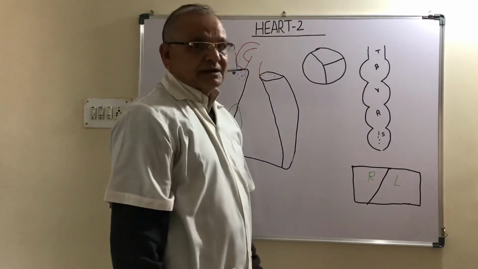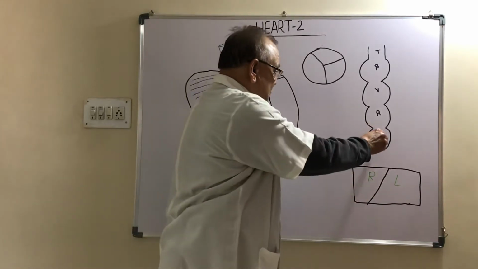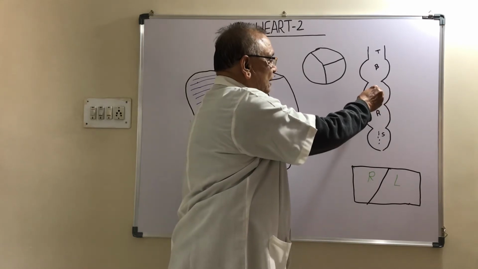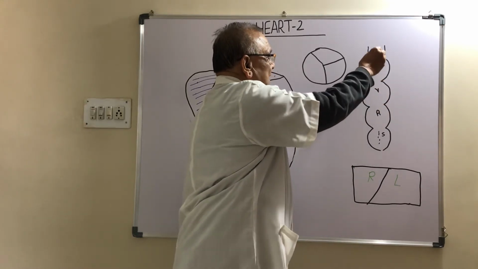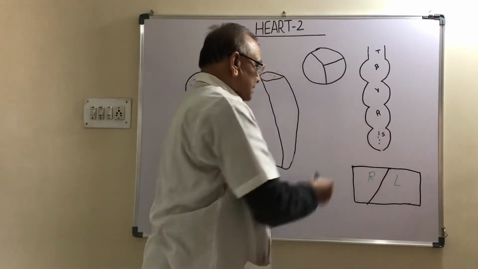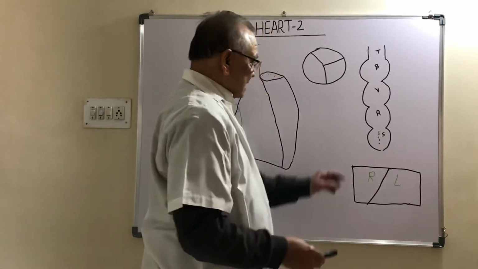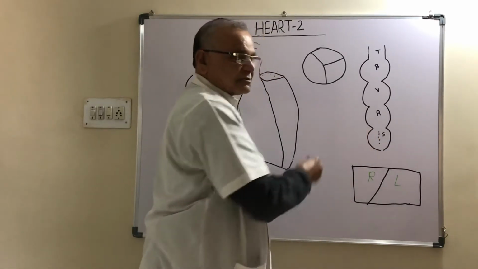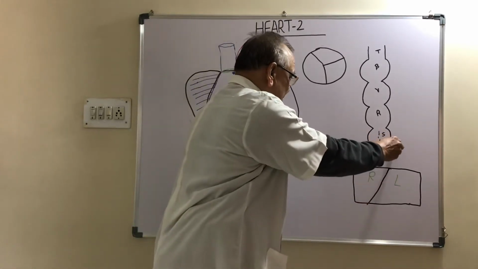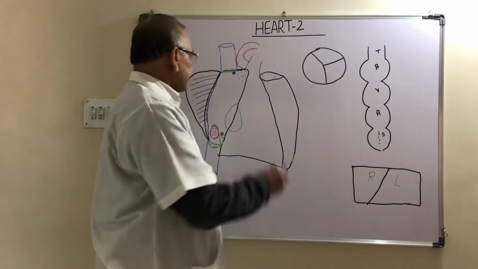So the cardiac tube is divided during development into 5 parts: sinus venosus, primitive atrium, primitive ventricle, bulbus cordis, and truncus arteriosus. The sinus venosus is divided into 2 halves, right half and left half. The right half is called the right horn of sinus venosus, and the left part is called the left horn of sinus venosus. Now we come to the right atrium.